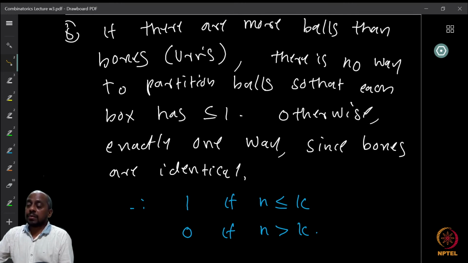Then there is only one way to do that. You just put the balls into the boxes. That is it. You just distribute them and that is it, because the balls are unlabeled, there is no other way to distinguish. So the answer is that it is 1 if n is less than or equal to k, and is 0 if n is greater than k.